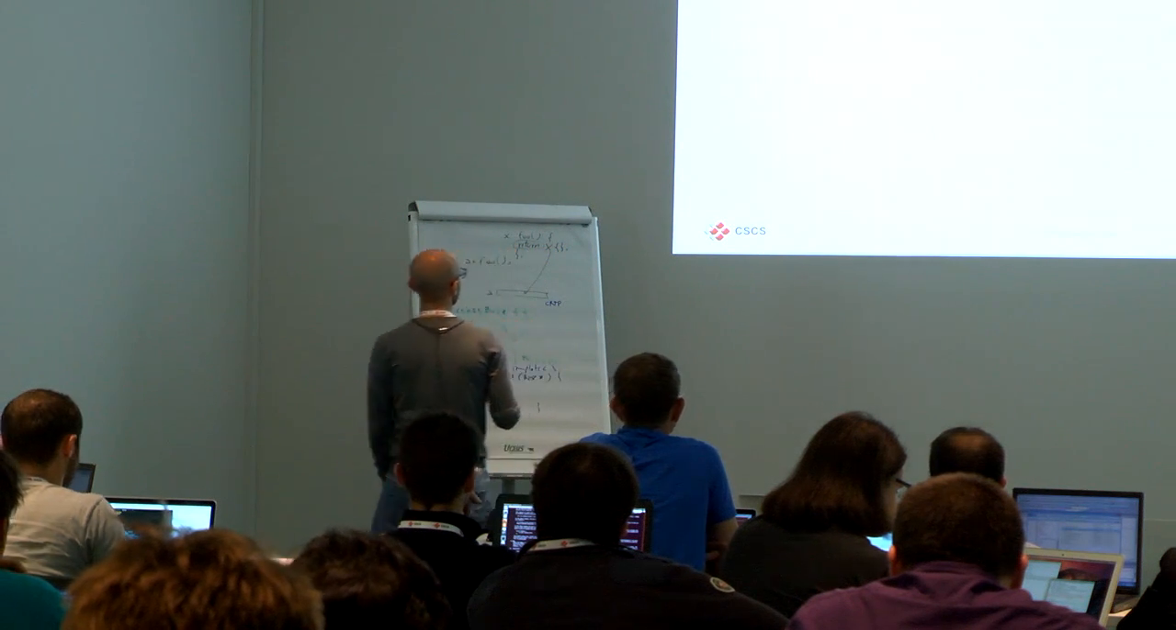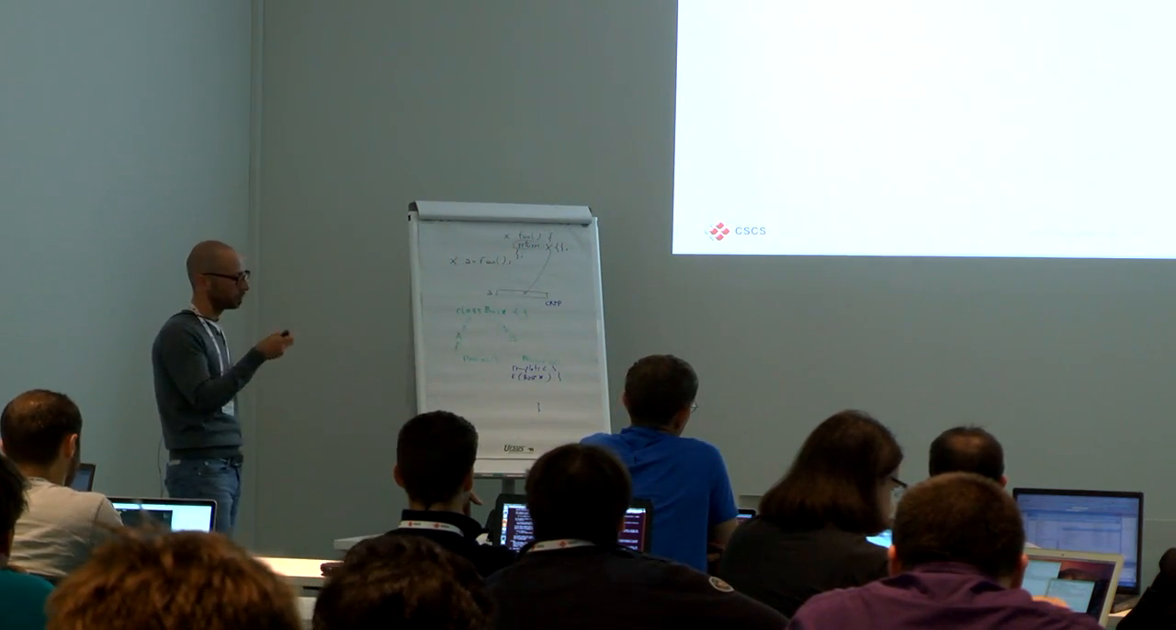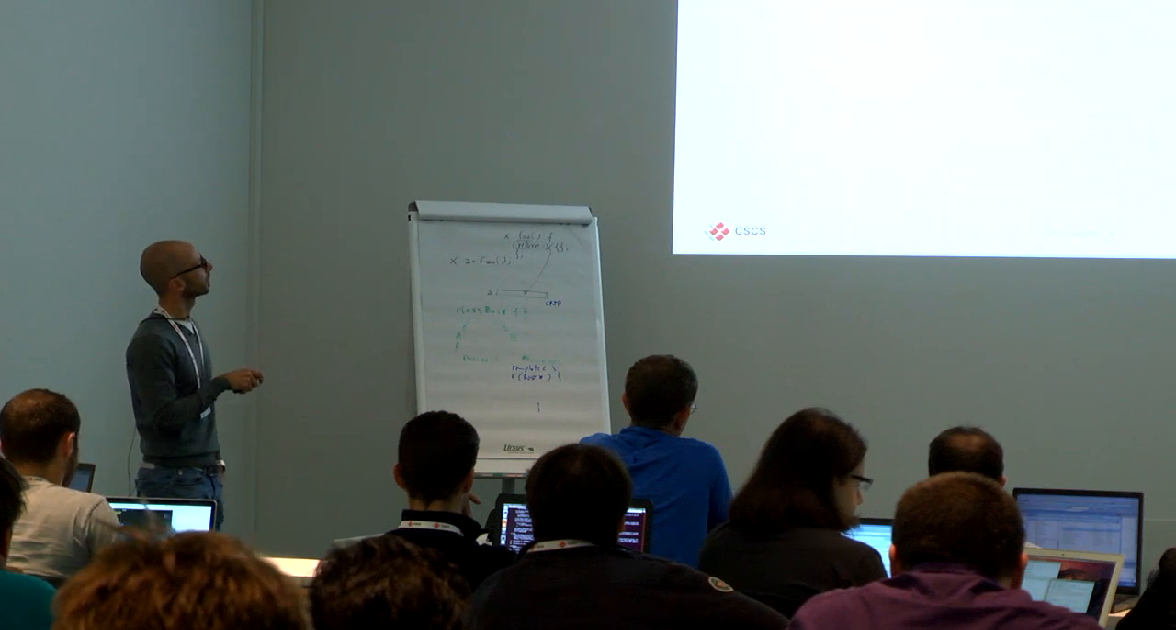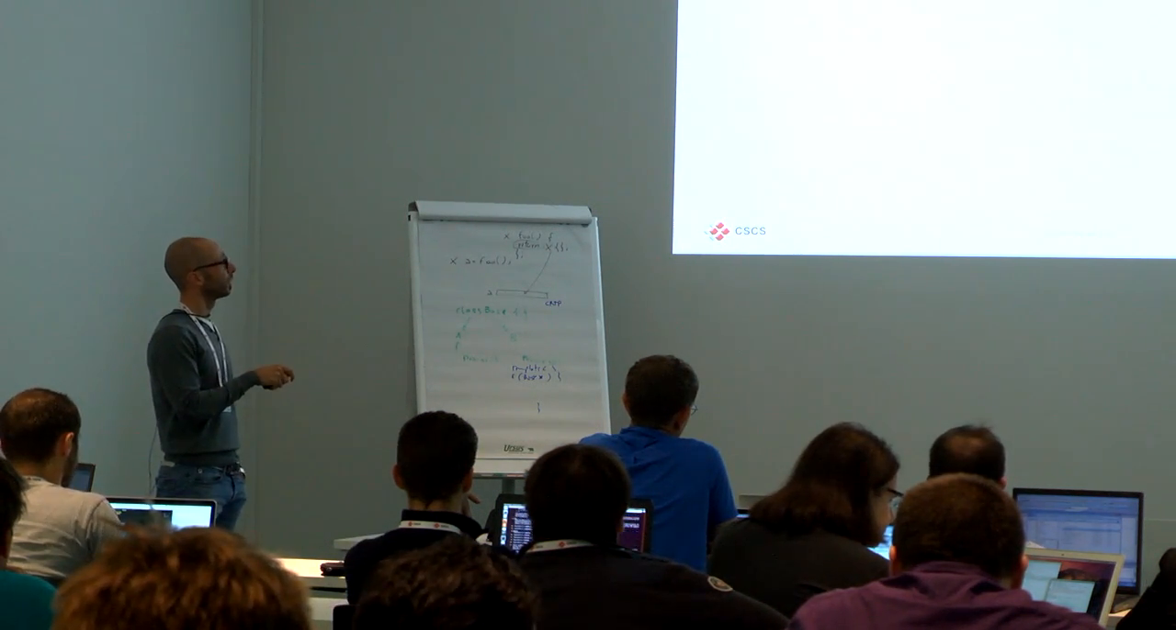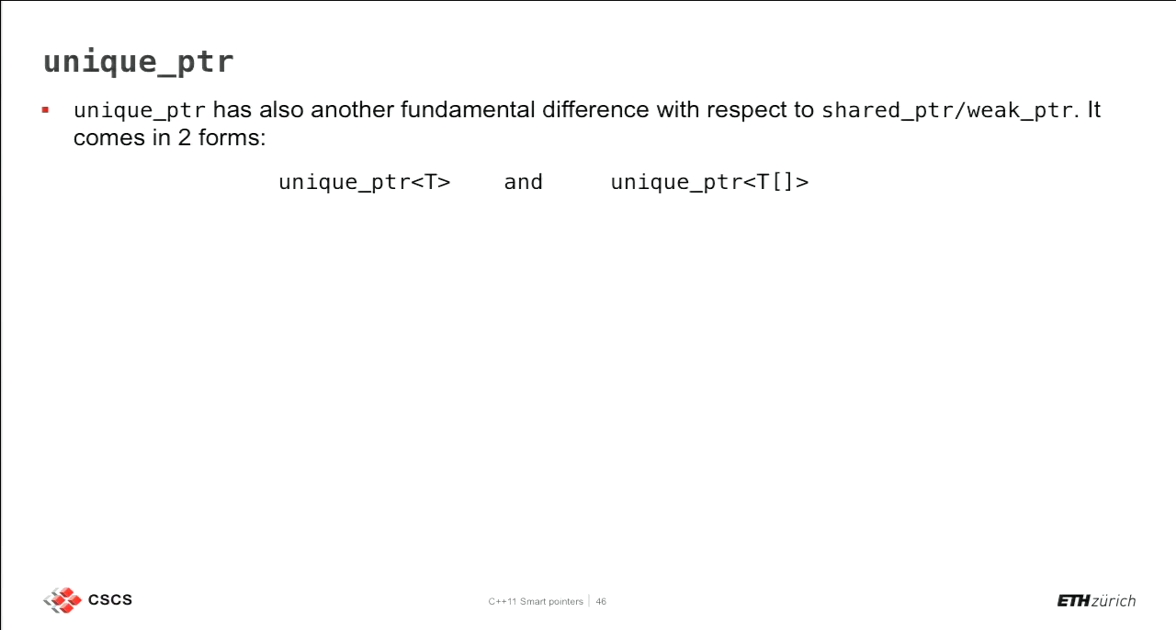Okay, another interesting difference between the unique pointer and the other smart pointers is that unique pointer is the only one that is available in two different template specializations. One is the unique pointer to a single object, and the other one is a unique pointer to an array type. This is the only smart pointer that has this kind of template specialization. It's not true that you cannot do that with the shared pointer, but it is something that you should not do, and we will have an example about this.